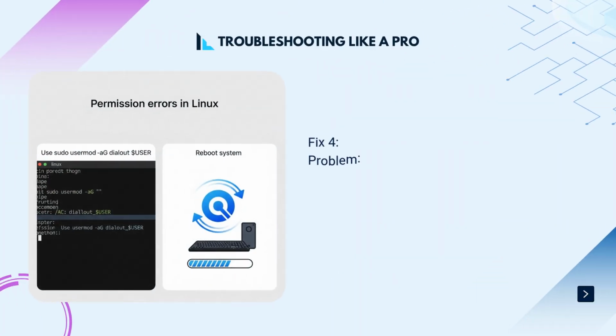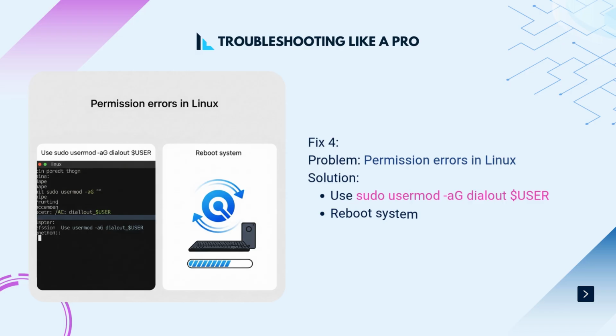Case 4, permission error in Linux. Run this command. Then reboot your system. This adds your user to the group that has access to serial ports. Case 5, random board resets or boot loops. This often happens if your code accesses hardware improperly, or your board's power source can't handle peripherals. Try powering the board from a stable external 5V supply and debug the code using serial logs.